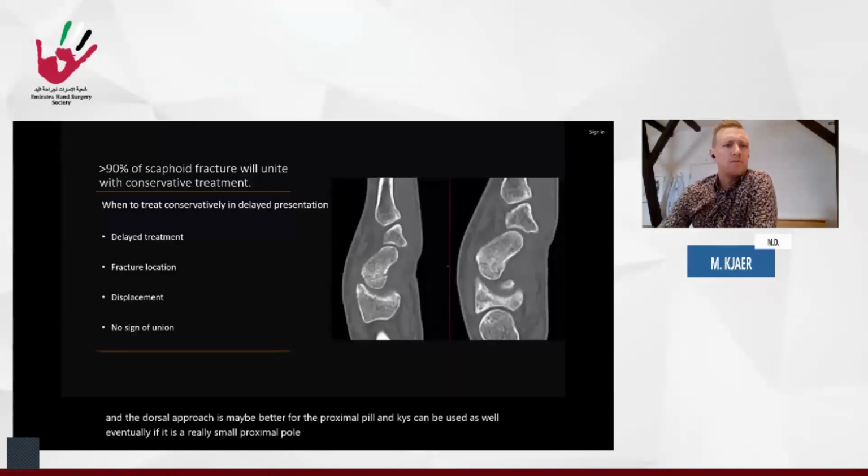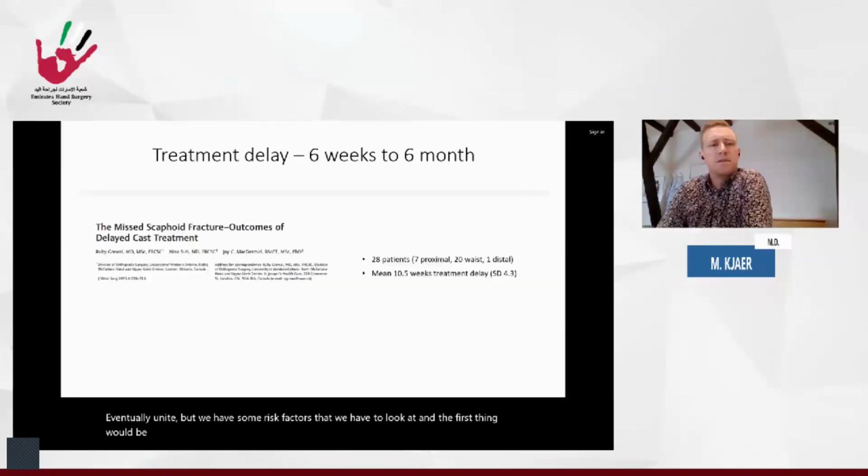What I want to talk about is that we can treat most of them with conservative treatment because most of the fractures will eventually unite. But we have some risk factors that we have to look at. And the first thing would be talking about the treatment delay.